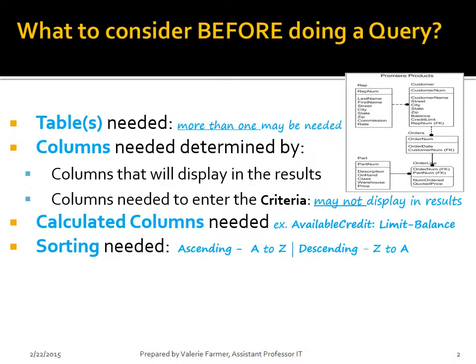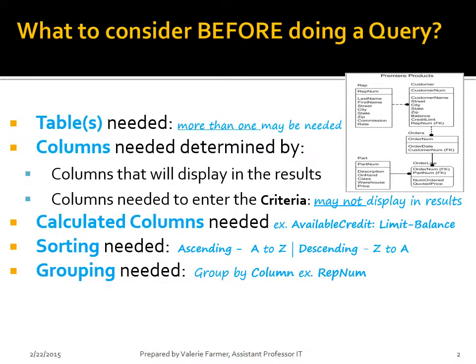Sorting needed, whether it's ascending or descending. Grouping needed, whether you will group by a particular column. In this example, the rep number. Join properties. If more than one table is needed, there are two basic join properties, and this determines how the results will display between the two tables.